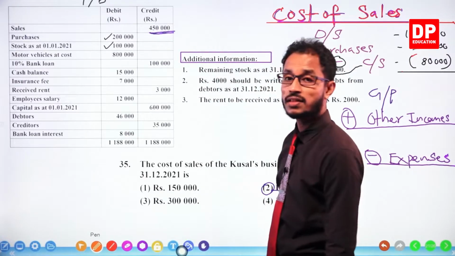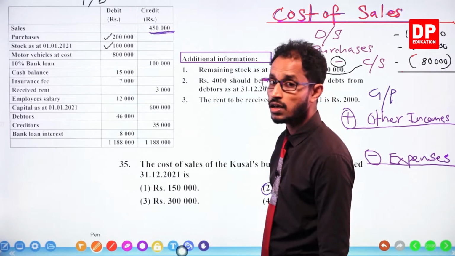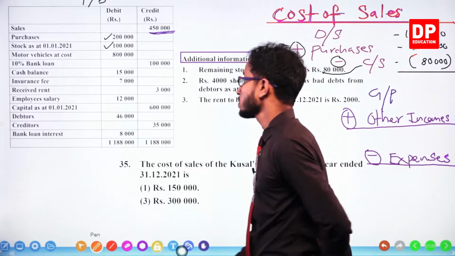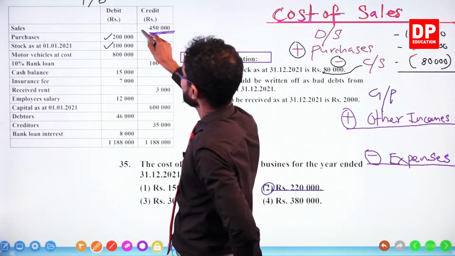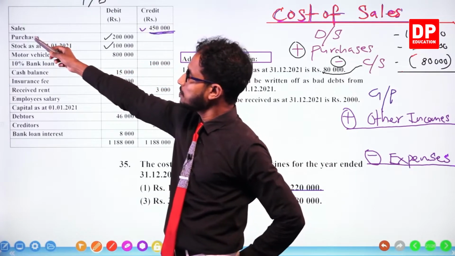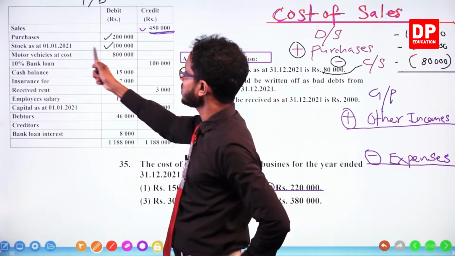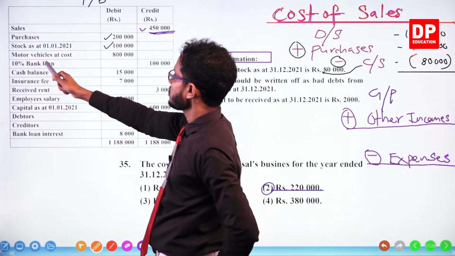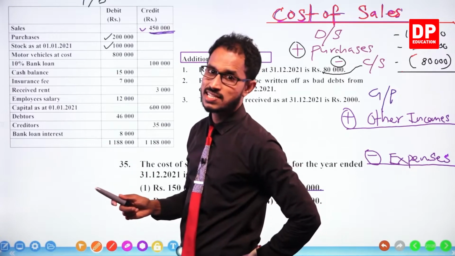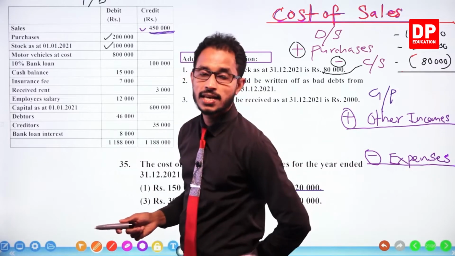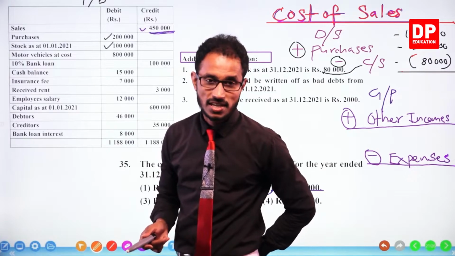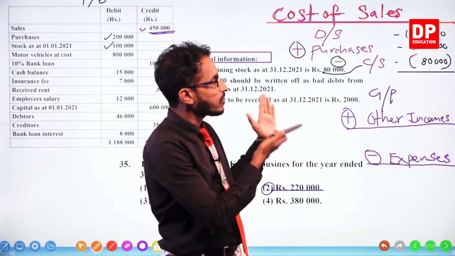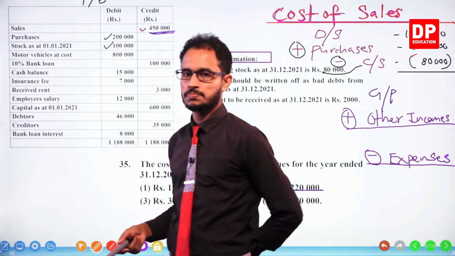Children, other incomes you should find. Nobody's going to point them out. Sales already taken. Purchases already taken. Opening stock taken. Motor vehicles is an asset. Bank loan is a liability. No assets and liabilities in the profit and loss statement. This is the profit and loss statement, a rough sketch of a profit and loss statement.